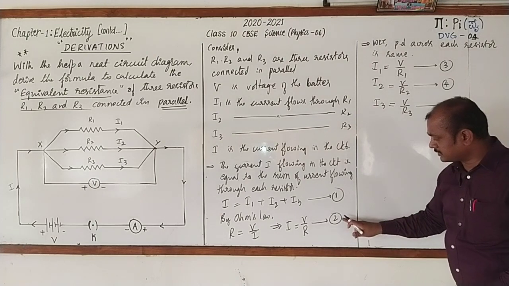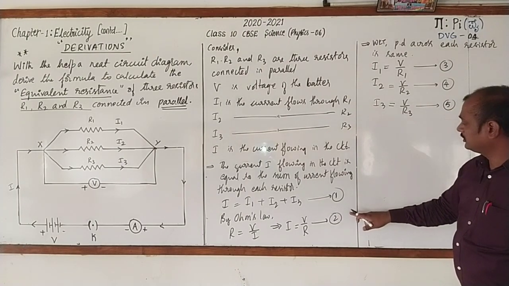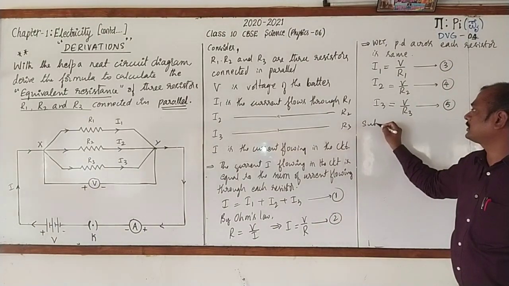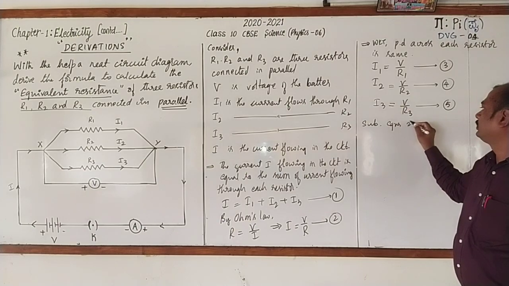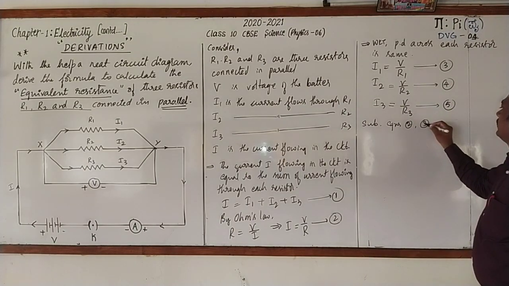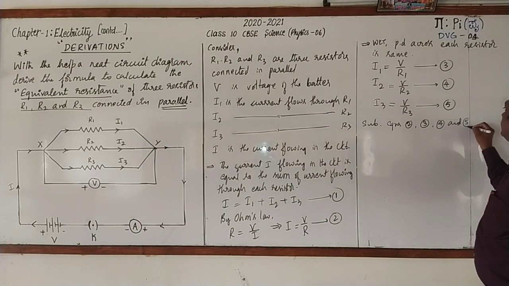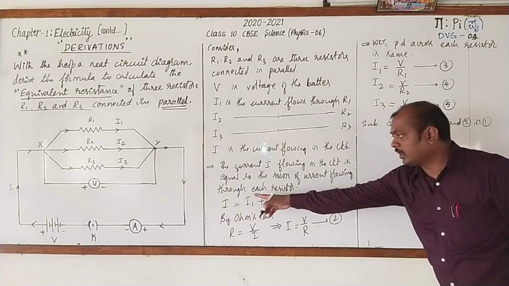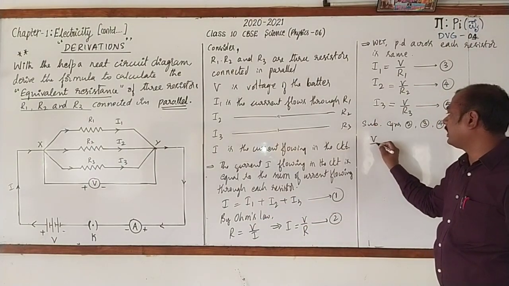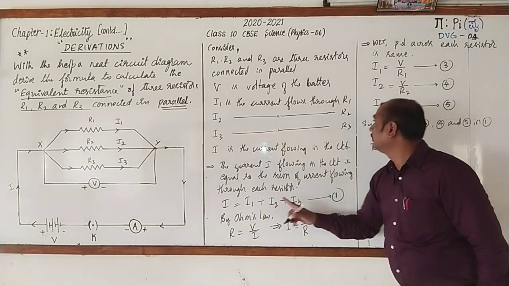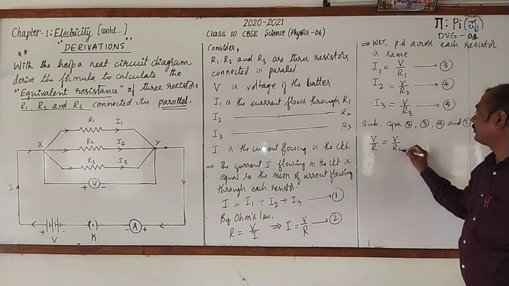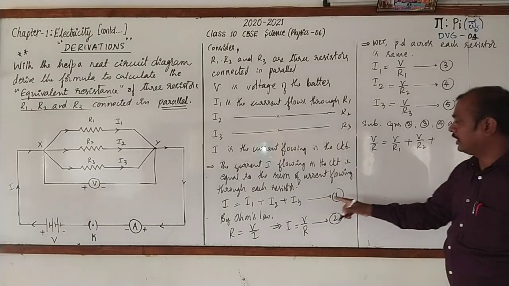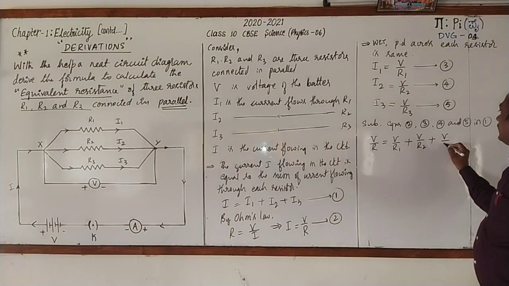Now let us go for taking substitution for equation 1 from 2, 3, 4 and 5. Here I will write substitute equations 2, 3, 4 and 5 in 1. Then how do you write equation 1? I. What is I? V by R. Then what is I1? It is V by R1. I2. It is V by R2. I3. It is V by R3.